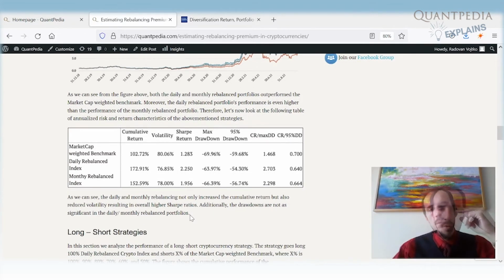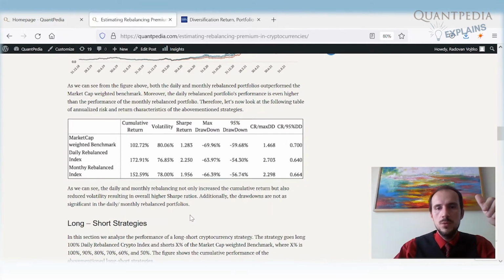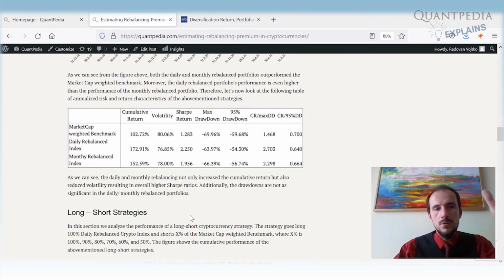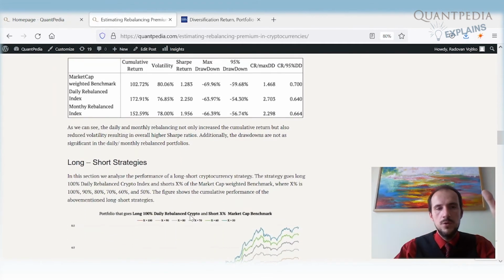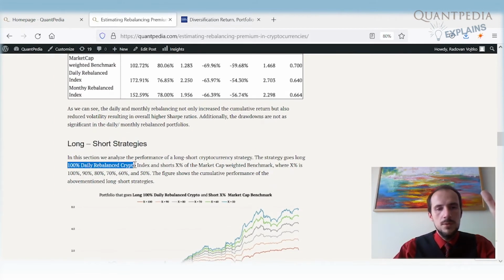So in case we know that the daily or monthly rebalanced portfolio has higher performance, we can try to calculate what is the actual outperformance, what is the alpha of the daily or monthly rebalanced portfolio. In this case, we can do it by building a synthetic long-short strategy. The synthetic strategy goes long the daily rebalanced crypto index and shorts the market cap weighted benchmark, so the benchmark that lets the weights of the cryptocurrencies drift away from the early weights.